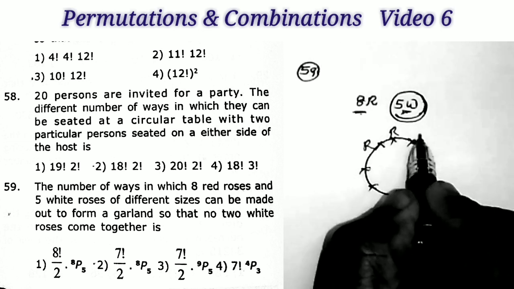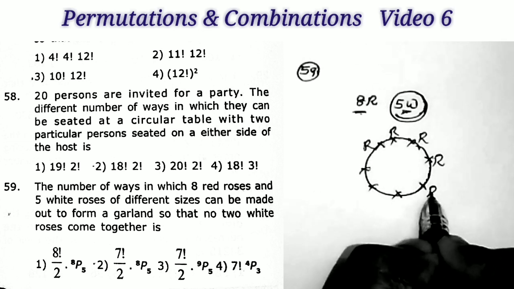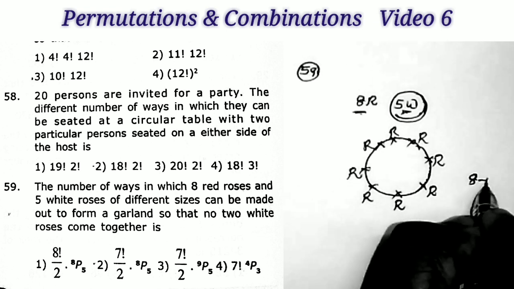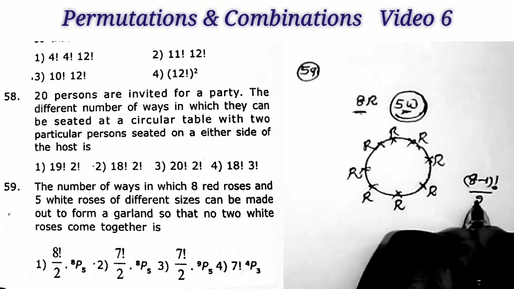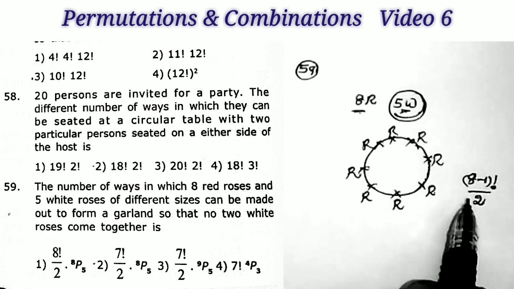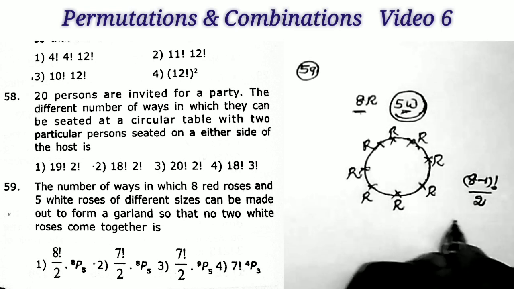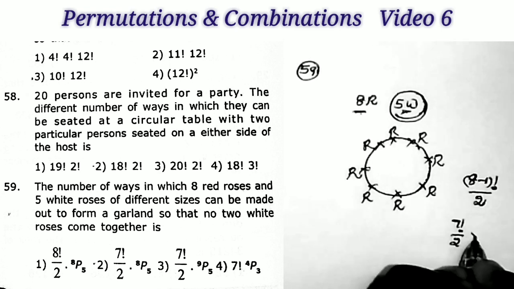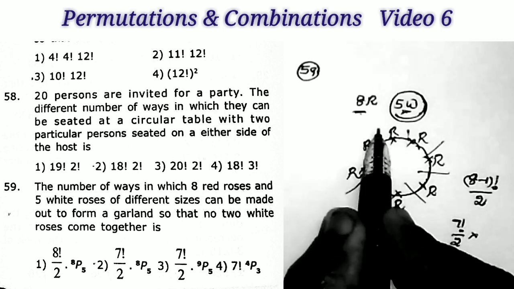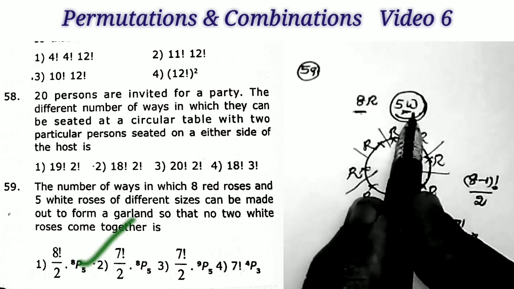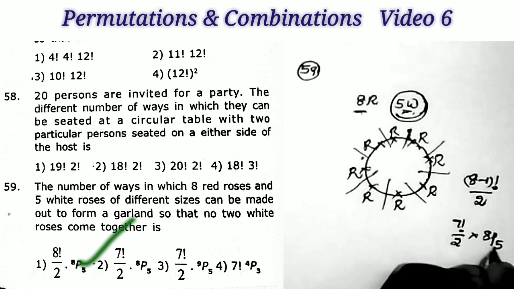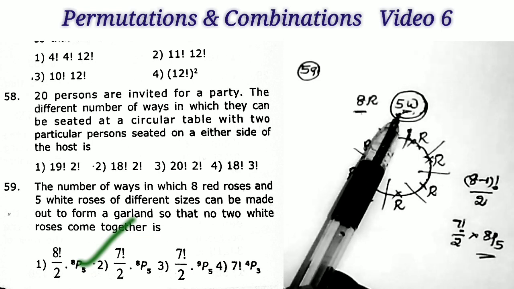First we have to arrange only the 8 red roses in a circular way, and this can be done in 8 minus 1 factorial by 2, since these are flowers. In case of flowers we use the formula n minus 1 factorial by 2, that is 7 factorial by 2. And the gaps is equal to 8 gaps. Now we have to place the 5 white roses in these 8 gaps. That can be done in 8P5.